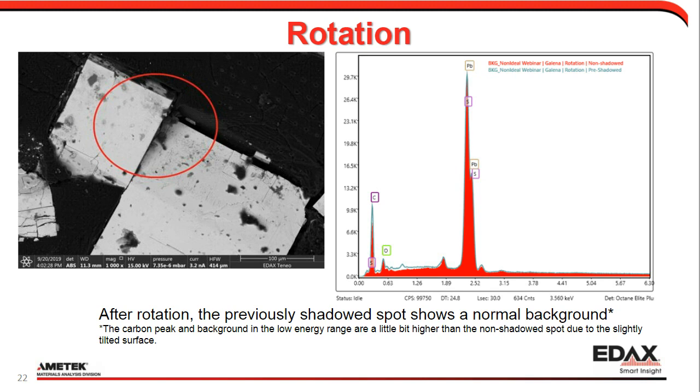You may notice that the background in the low energy range of the shadowed spot is a little bit higher than the spectrum from the higher surface, and also the carbon peak is higher. This is due to the lower surface being tilted a little bit towards the detector. So this results in a takeoff angle change. I'll mention this in the next slide.